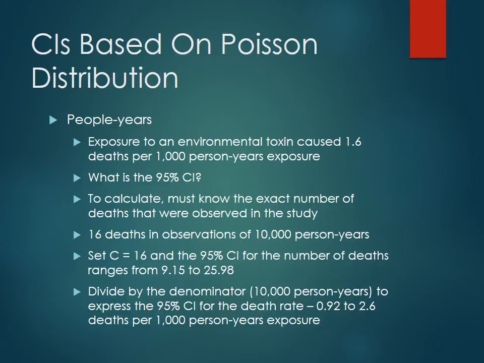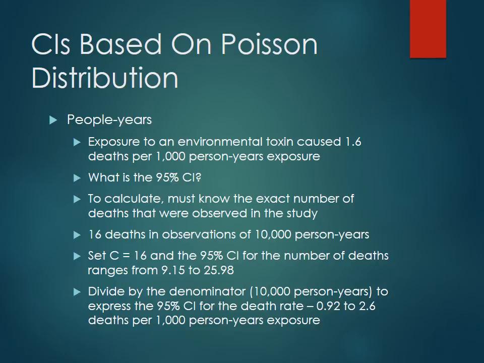What we can do is figure out the 95% confidence interval, but we said we need a whole value here, not using decimal points. So basically, we can convert this, instead of 1.6 in 1,000 person years, to 16 in 10,000 person years, right? Same proportion being reported. Now you can set your C value at 16, and you find that your range is between 9.15 and 25.98, around 26. So with 95% confidence over 10,000 person years, the number of deaths from exposure to this toxin is anywhere between 9 and 26.